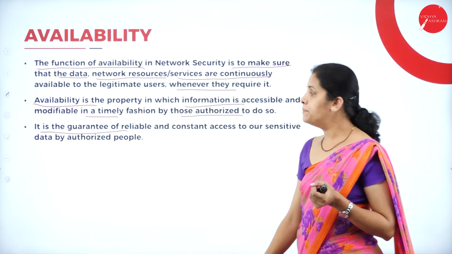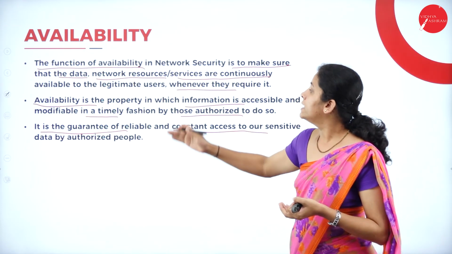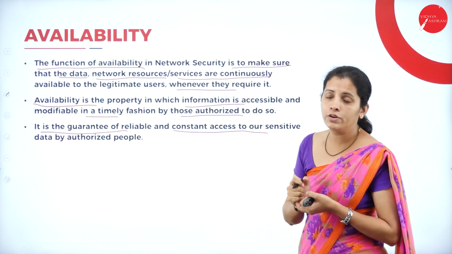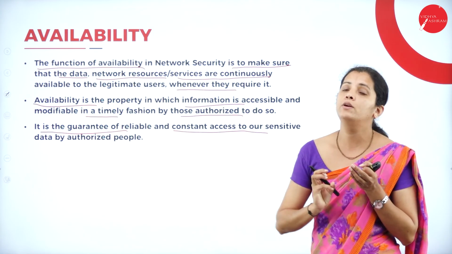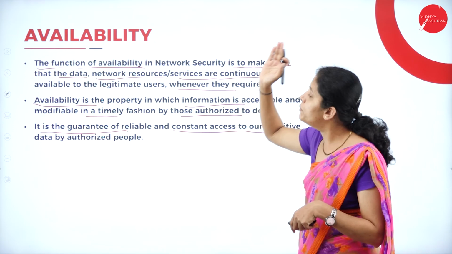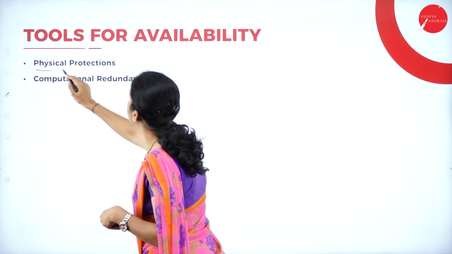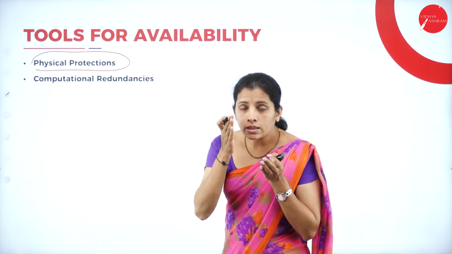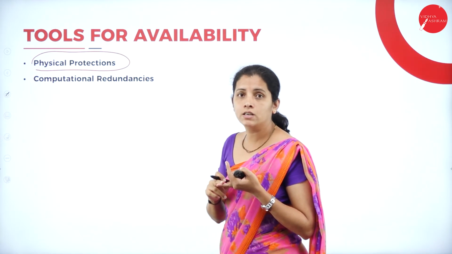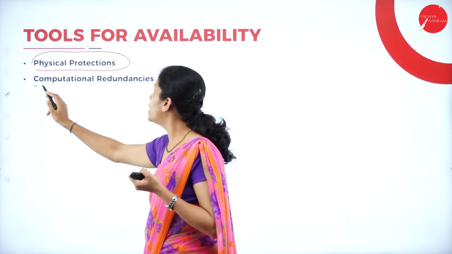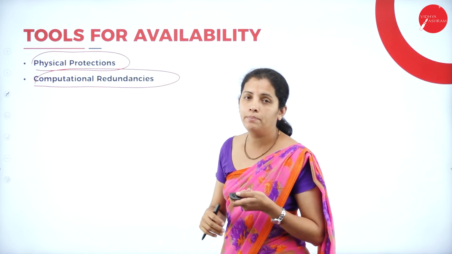It is the guarantee of reliable and constant access to our sensitive data by the authorized people. That means data availability in network security ensures that the authorized user can constantly access the data or constantly alter or modify the data. Then which tools are used to ensure the availability of data in network security? That is physical protection. That means the authorized or legitimate users are responsible for protecting their data or network resources as well as services. Then we have computational redundancy. These are the two tools we can use to provide the availability of data.